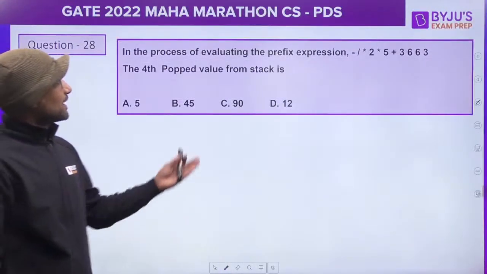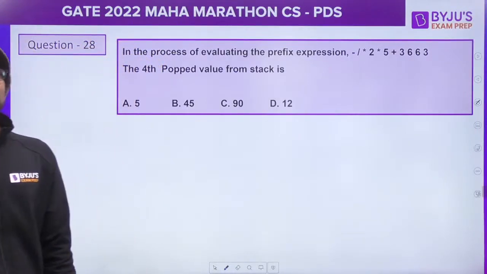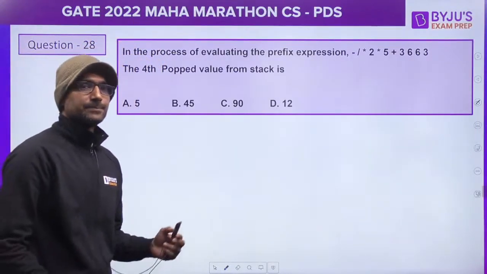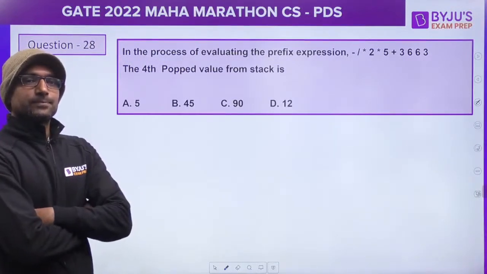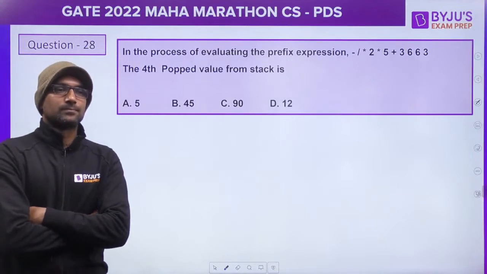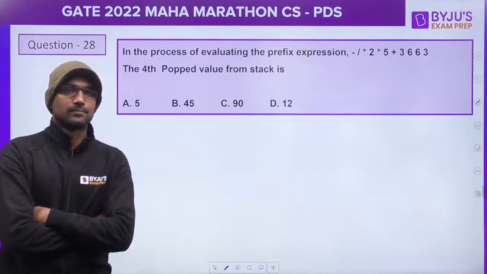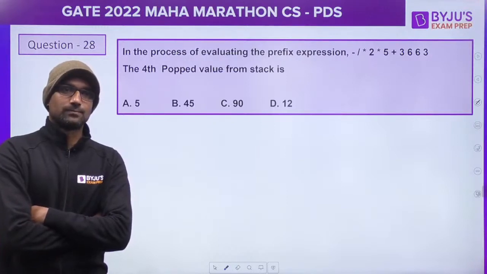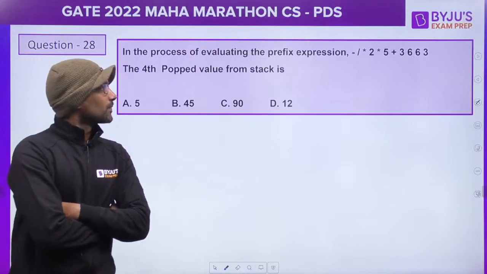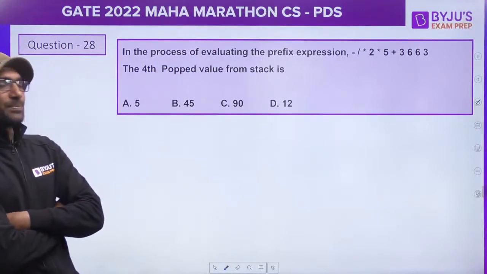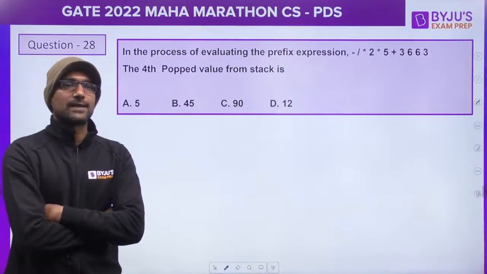In the process of evaluating the prefix expression, the fourth popped value from the stack is.